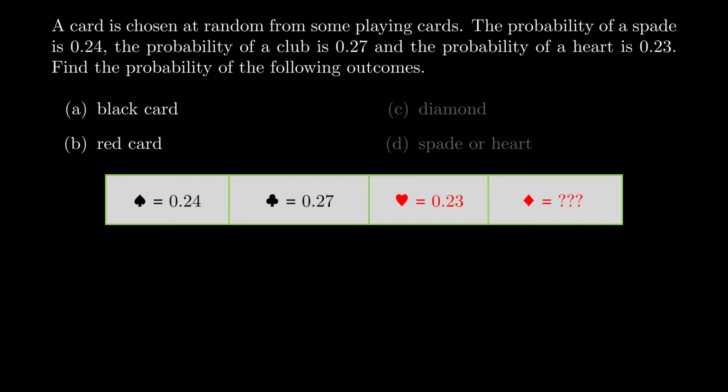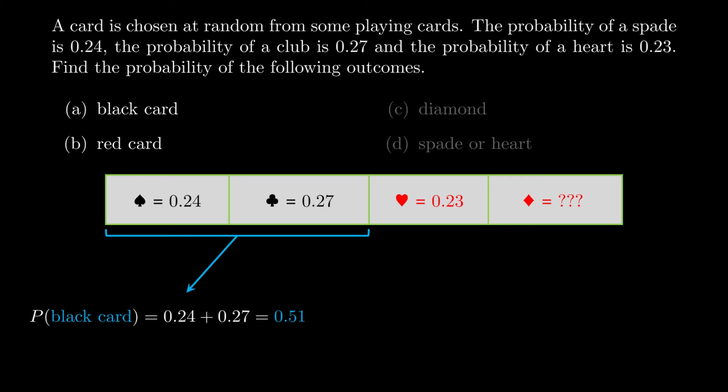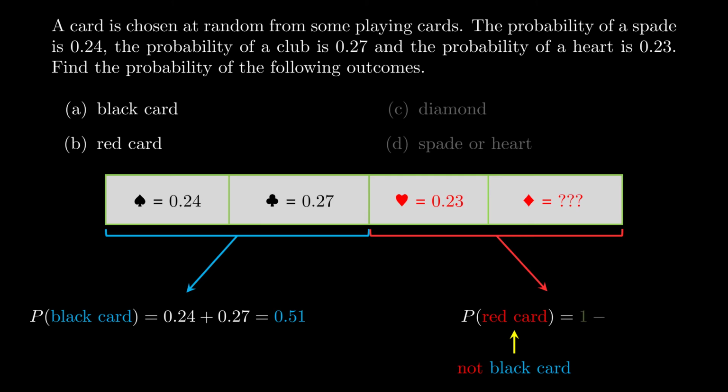Part A asks, what's the chance that we get a black card? Well, the black cards are just the spades and the clubs put together. So the chance of getting a black card must be 0.24 plus 0.27, and you add them and you get 0.51. Part B asks for the probability of getting a red card. Now the red cards are made of the hearts and the diamonds, and we don't know what the diamonds are, so we can't do it in the same way. But what we do know is that getting a red card is the same as not getting a black card. So rather than do it directly, which we can't do right now, we can just take the whole thing, which is 1, and subtract the probability of getting a black card, the 0.51. That probability must be 1 minus 0.51, which is 0.49.